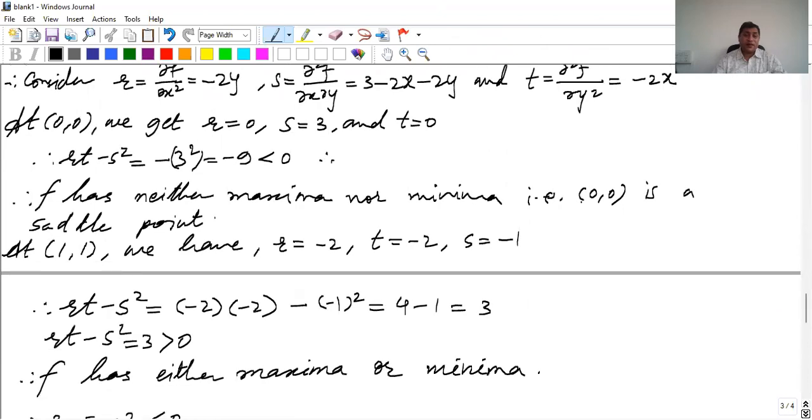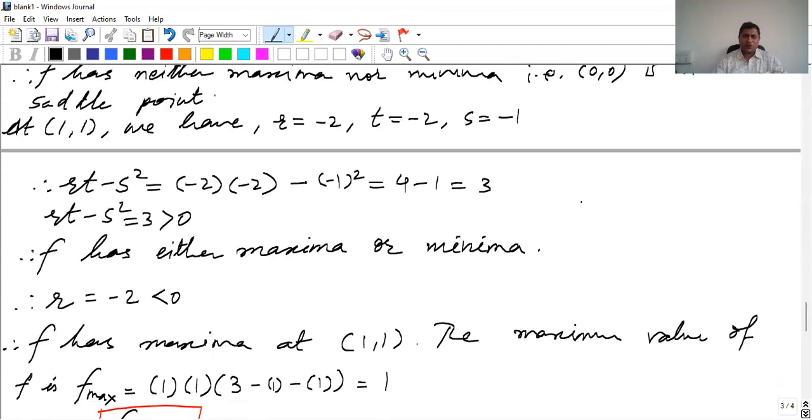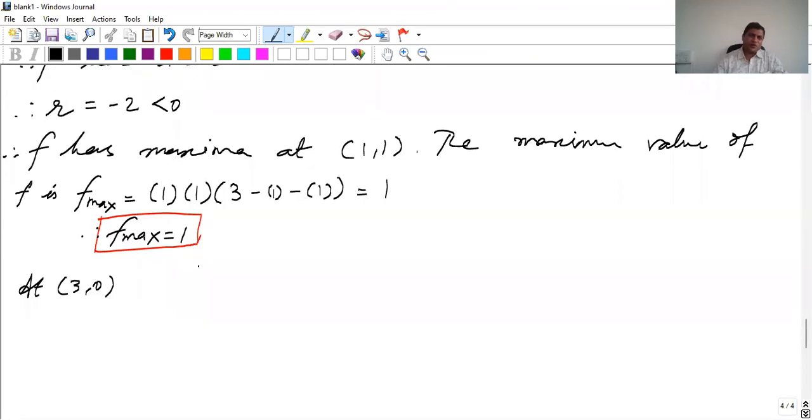So what happens at 3, 0? What will happen at 3, 0? We get R is equal to minus 2y. Is it 0? Yes, sir. T is minus 2x, so it is minus 6. And what is S? S is 3 minus 2x minus 2y. Is that correct? Minus 3. It will be minus 3.